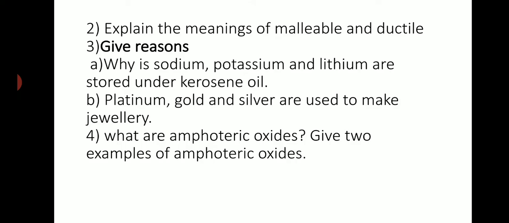Platinum, gold and silver are used to make jewelry, mainly because of their lustrous property. That is the main reason they are used in jewelry. And also they are the least reactive metals. They do not react with water and air. They are also non-corrosive because they are less reactive. They do not corrode easily, and also have a lustrous property. Due to all these, they are used in jewelry to make ornaments.